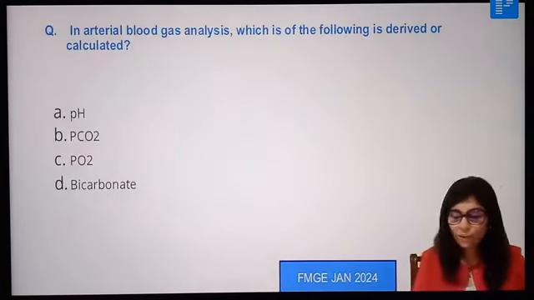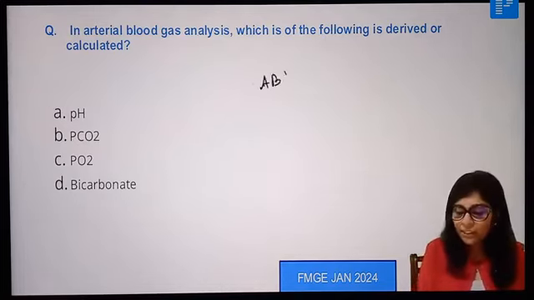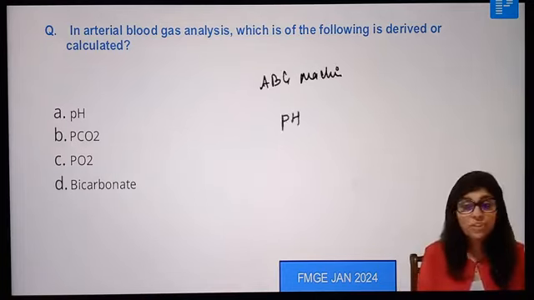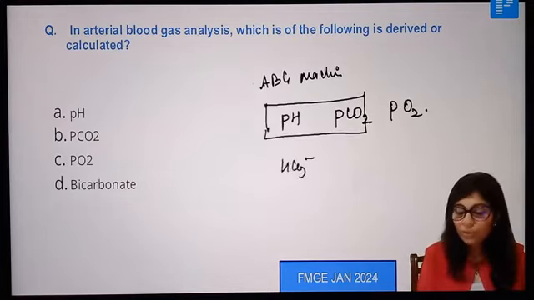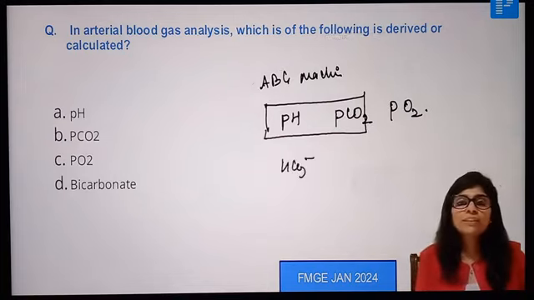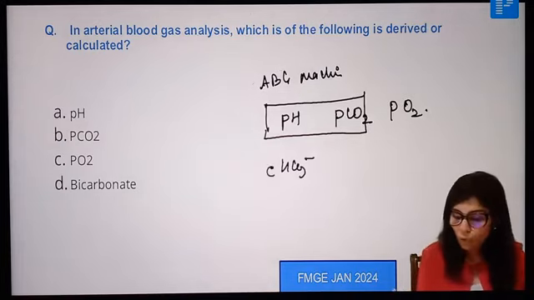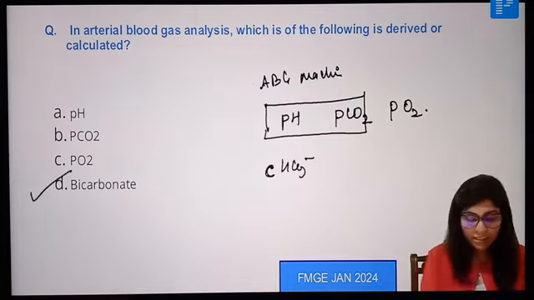So another MCQ on ABG: in arterial blood gas analysis, which of the following is derived or calculated? In any ABG machine that you see, we have only 3 electrodes. One electrode to measure pH, one electrode to measure PCO2, one electrode to measure PO2. Based on these values, bicarbonate will be calculated. So the bicarbonate value that you see in the ABG report will be written like this: C bicarbonate. What does C here stand for? Calculated bicarbonate. Excellent. Answer is D.